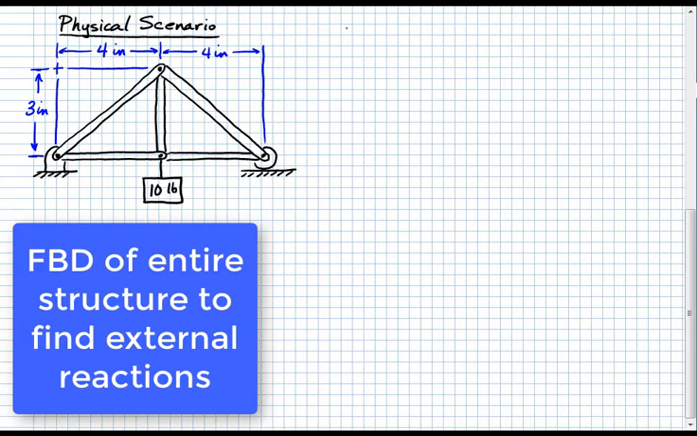Alright, so step one, basically this is the way we will always start these types of problems. I suppose not necessarily always, but very frequently we are going to start these problems this way. We need to find the external reactions. And the way we find external reactions, we can do a free body diagram of the whole entire structure.